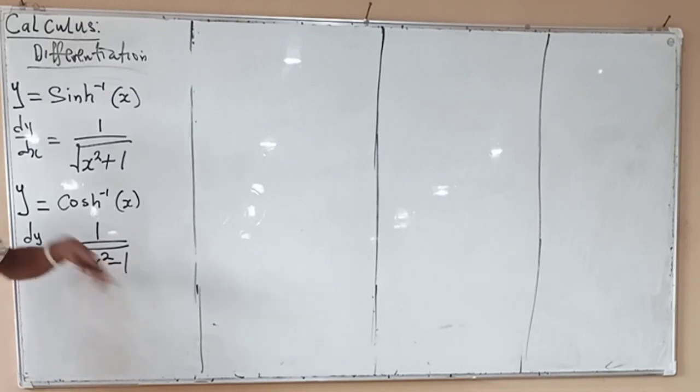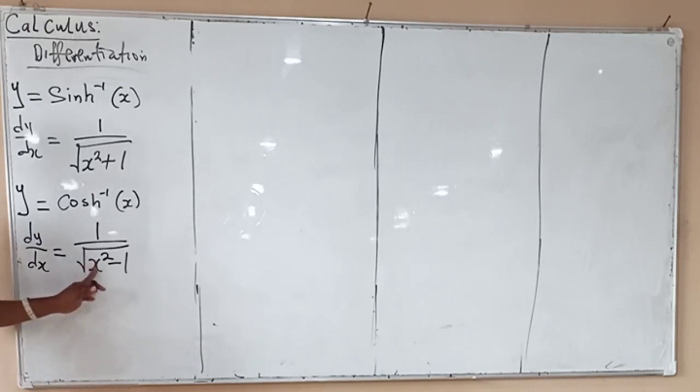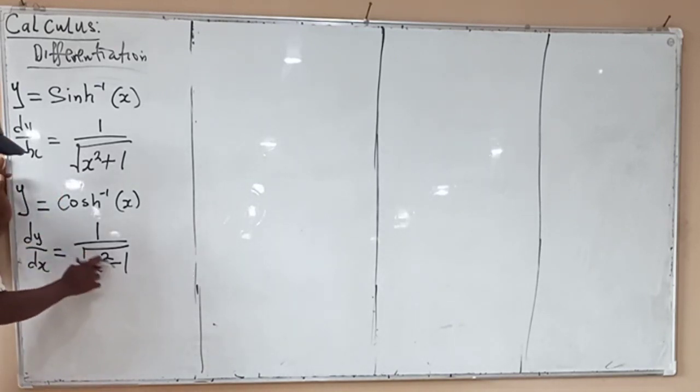When it's 1 minus x squared, it's sin inverse. It's not even cos inverse. So it must be x squared minus 1, because subtraction is not what? Commutative. So take note of that. It must be the square root of x squared minus 1. So look at it.